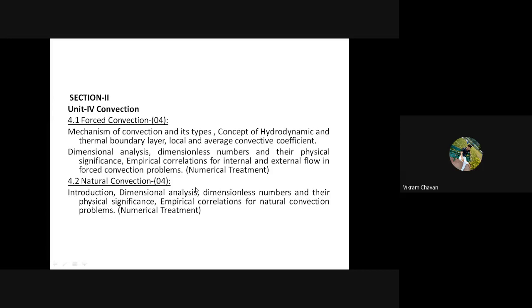Okay, so now you know better what is meant by dimensional analysis and what is meant by a dimensionless number. Reynolds number is a dimensionless number, Biot number is a dimensionless number, Fourier number is a dimensionless number, and how to find out these dimensionless numbers is nothing but dimensional analysis. So dimensionless numbers for natural convection and their physical significance, then empirical correlations for natural convection and the problems on those empirical correlations. Okay, so this much syllabus for unit number 4.